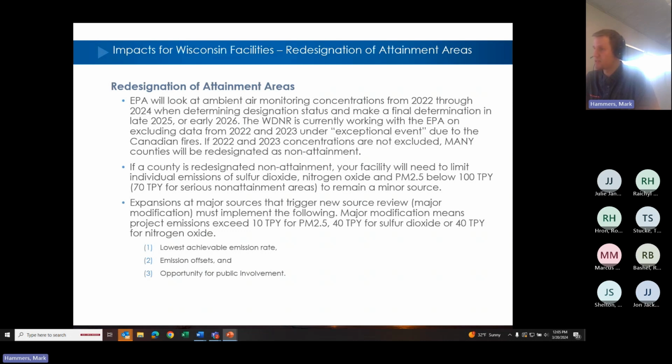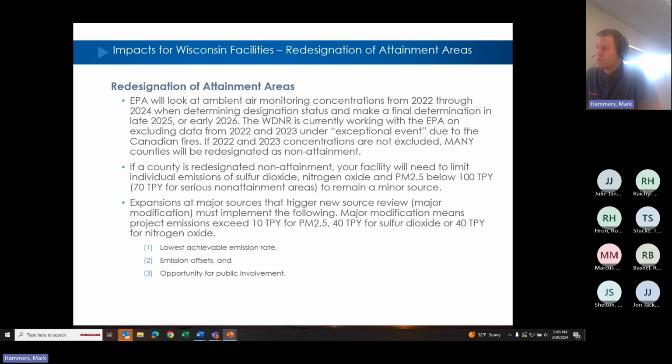And you have to apply latest achievable emission rate, which is a control device that you have to install, more than likely, without taking into consideration cost of the control device. You have to purchase emission offset credits, which I don't think there's any that exist right now, because emission offset credits can only be generated in a non-attainment area, and currently there's no PM2.5 non-attainment areas, so none exist. And then there's an opportunity for public involvement.